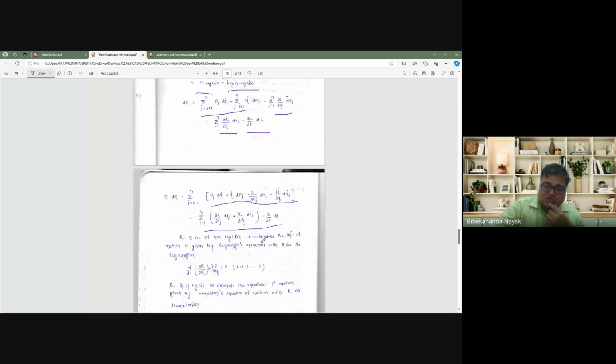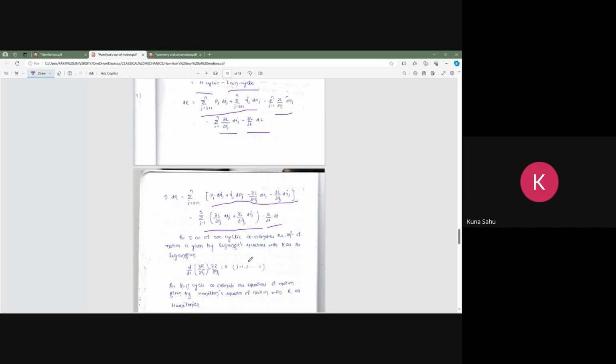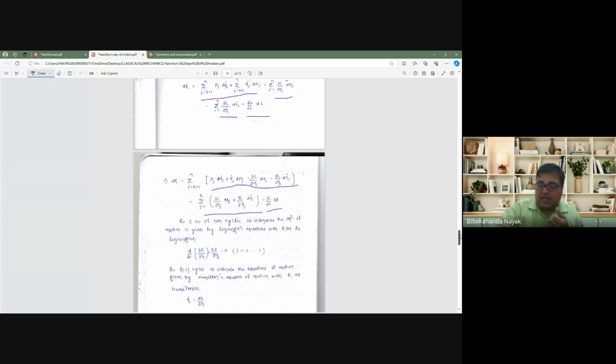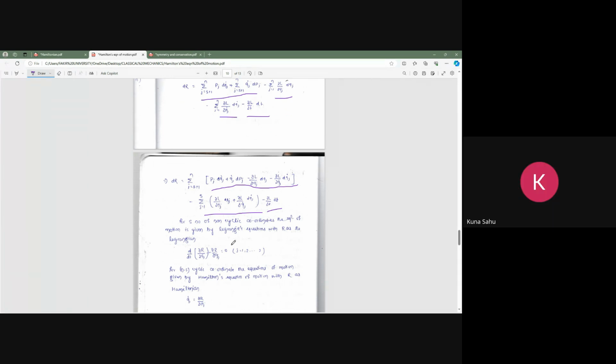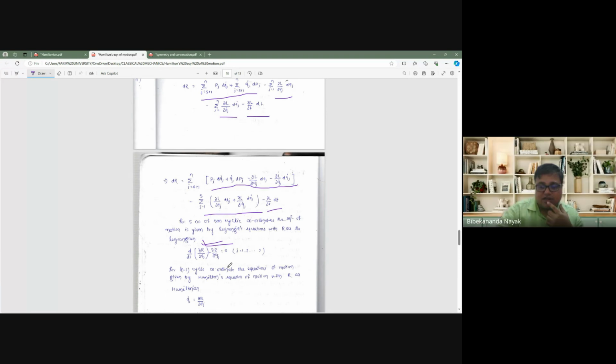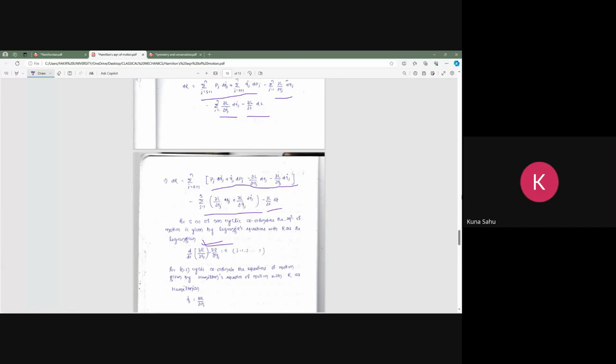For these s non-cyclic coordinates, the equation of motion is given by the Lagrangian equation. For them we use Lagrange's equation, but in place of the Lagrangian we have to write the Routhian R: d by dt of del R by del qj dot minus del R by del qj is equal to 0.